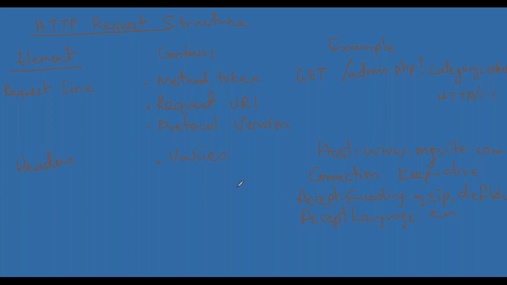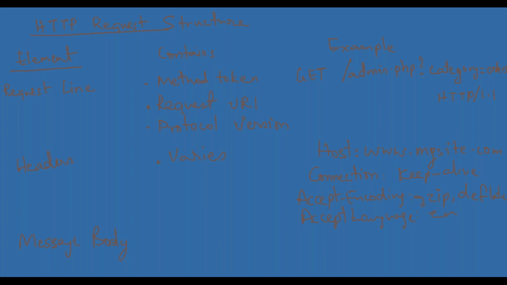So the headers components will basically indicate what are the capabilities of the client or how it wants to communicate to the server. And after this, you will have a message body. The message body will have the parameters which are sent via the POST method. So this is how your HTTP request structure looks.